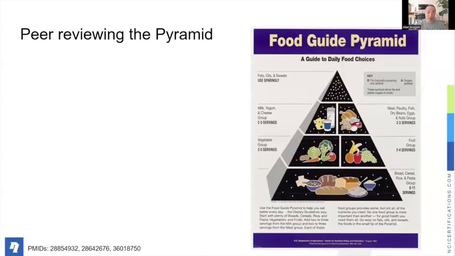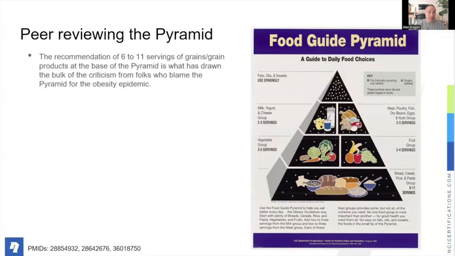Speaking of criticizing the pyramid, let's do just that. So the recommendation of 6 to 11 servings of grains and grain products at the base of the pyramid is what has drawn the bulk of the criticism from folks who blame the pyramid for the obesity epidemic and the epidemic of diabetes and even heart disease and even the so-called syndrome of diabesity, sort of this combination of obesity and diabetes. I don't completely disagree with that.